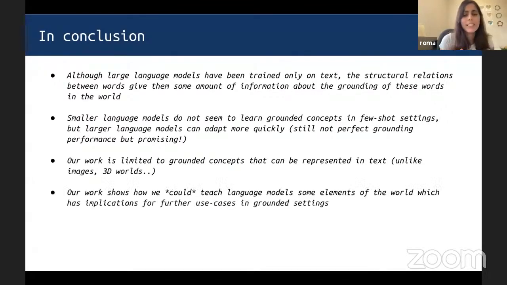However, it's still kind of promising that you might be able to teach language models some elements of the world, which has lots of implications for other use cases of grounded models. For example, if it knows what things like left and right are, maybe this can be used for reinforcement learning tasks. And if it knows things about colors, this has impacts for cognitive science work. So that might be helpful if we could properly teach models how to ground different types of concepts.